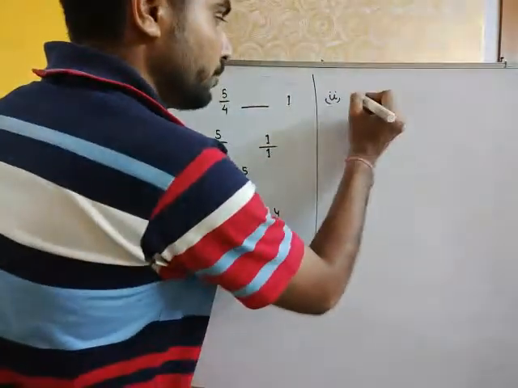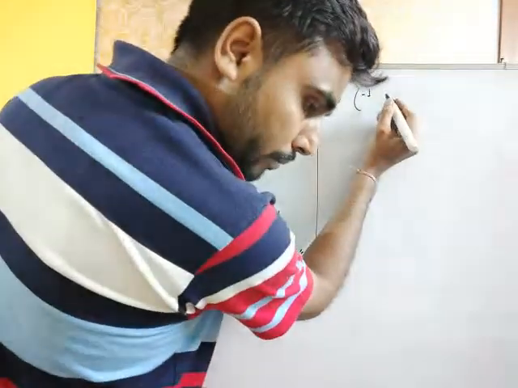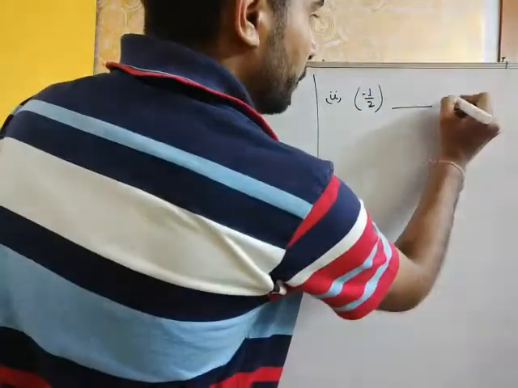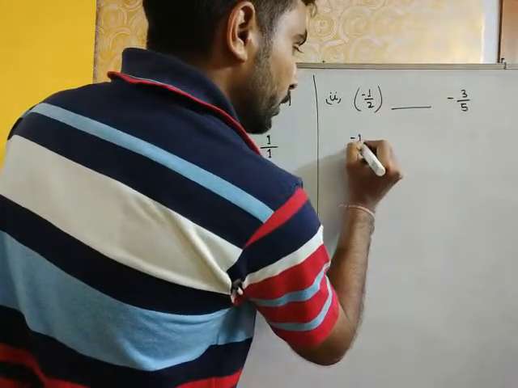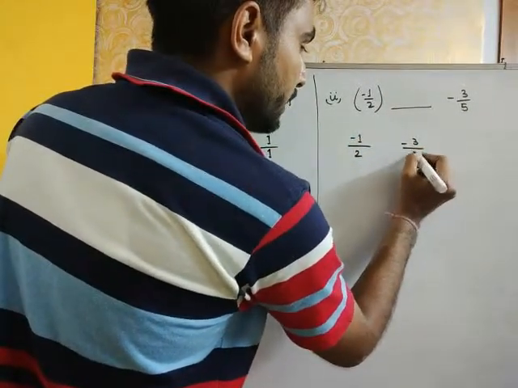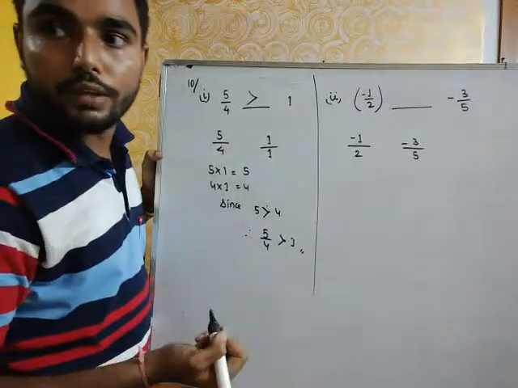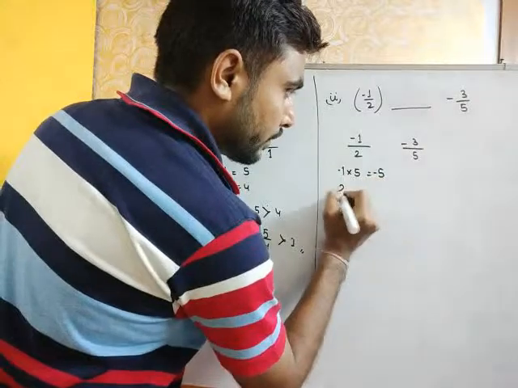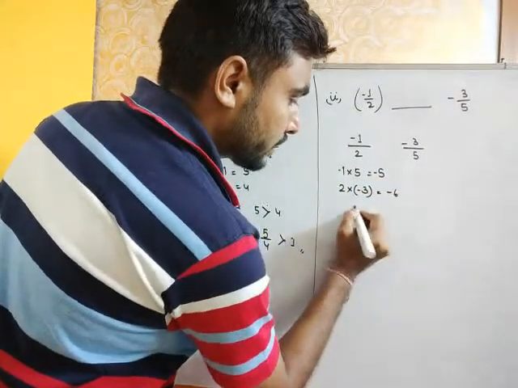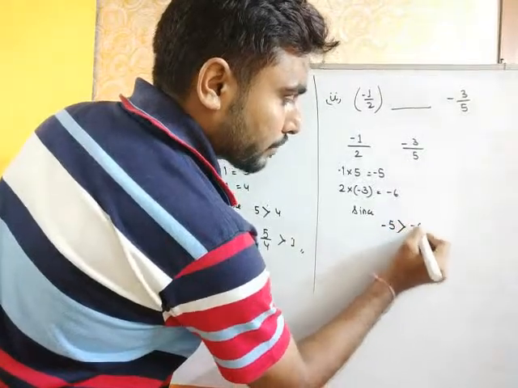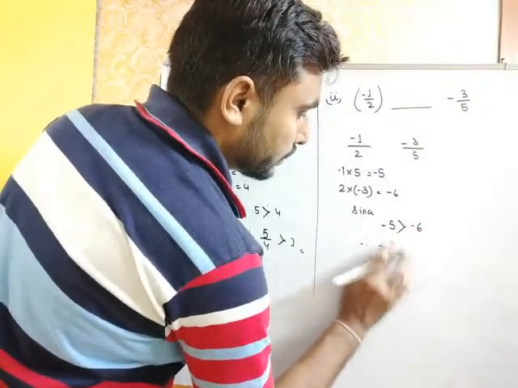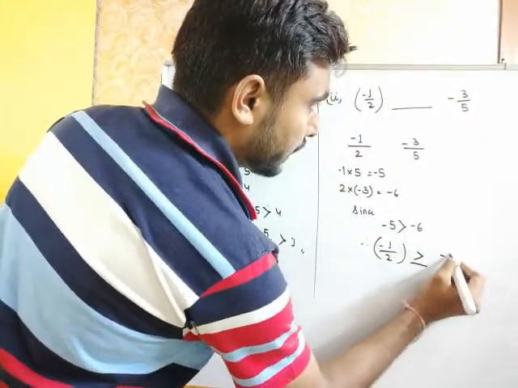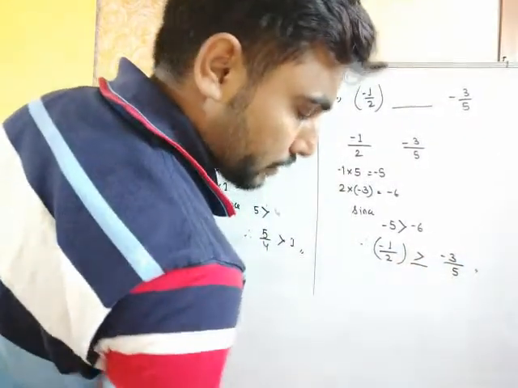Then number 2, minus 1 by 2 and minus 3 by 5. For comparison, the denominator should be positive. Now what do we have to do? We have to cross multiply. Minus 1 into 5 is minus 5. 2 into minus 3 is minus 6. Since minus 5 is greater than minus 6, therefore minus 1 by 2 is greater than minus 3 by 5. Okay.